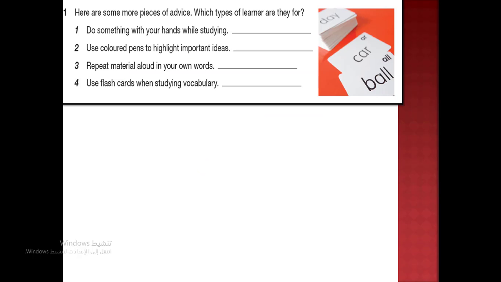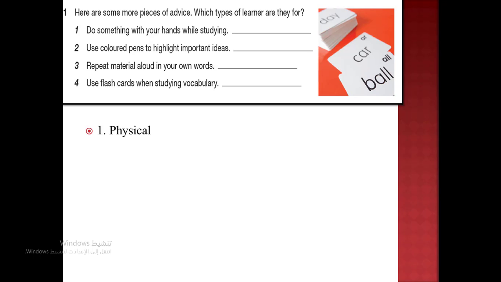In your book, in the same page, page number 6, below the text, you will find this exercise. Here are some more pieces of advice. Which type of learner are they for? So here we have pieces of advice. It's about techniques for the learners. Number 1, do something with your hands while studying. So this technique suits a certain style of learners, which is the physical learner.